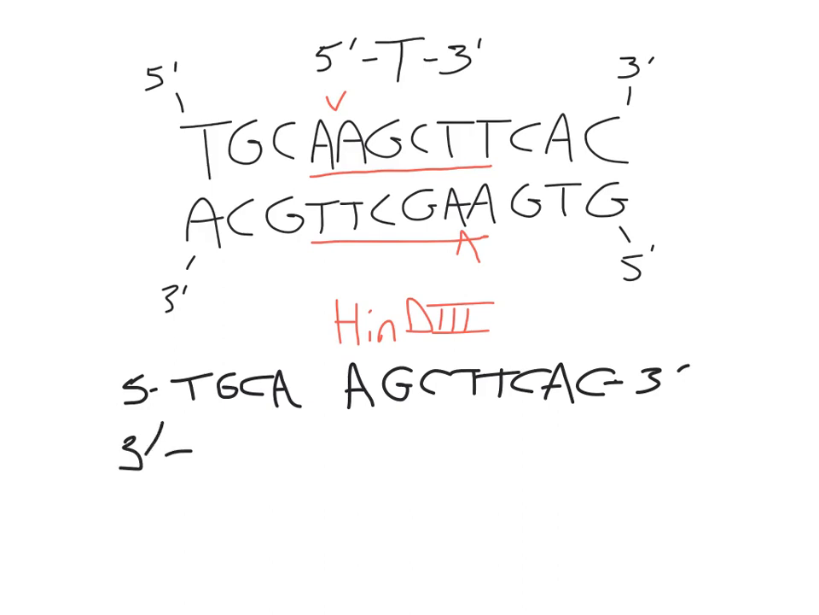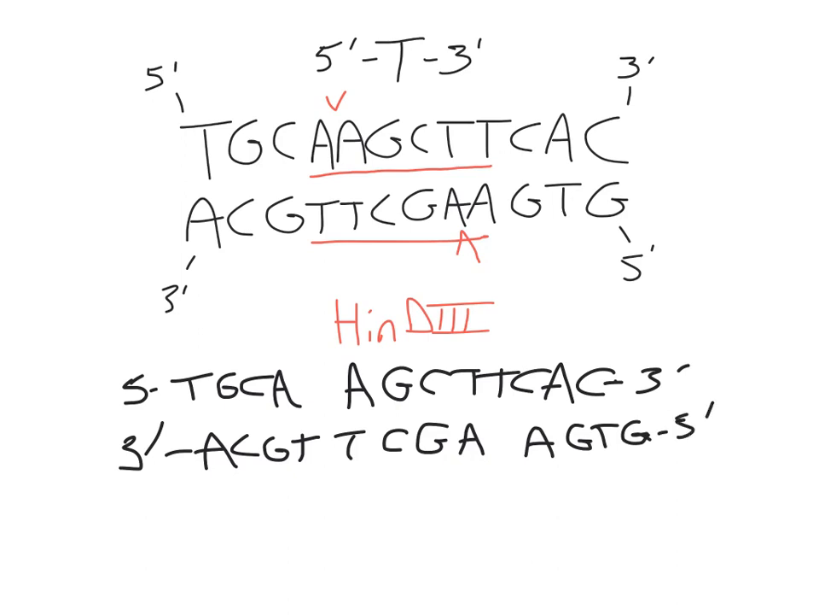And likewise, the bottom strand would be ACGTT. So there's no space there because that strand's not broken. CGA. And then there would be a gap there where the enzyme had cut the other strand. So there's a gap there, and there's a gap there. These are still hydrogen bonded to each other.